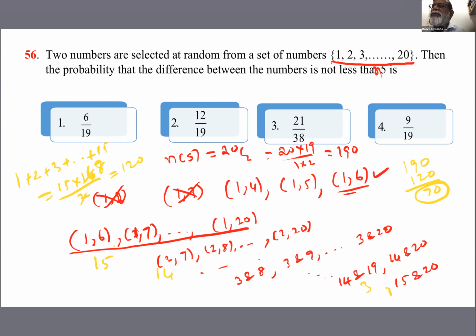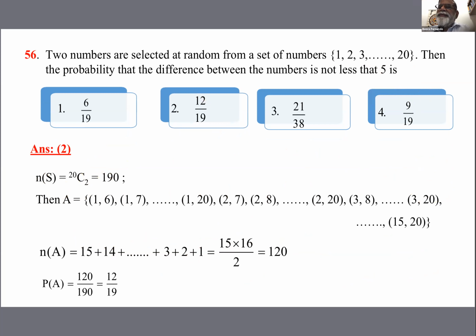Not less than 5. So it is 120 out of 190. So it is 12 by 19 because it should not be less than 5. So total is 190, 120 are favorable. So the probability is 12 by 19. Next.